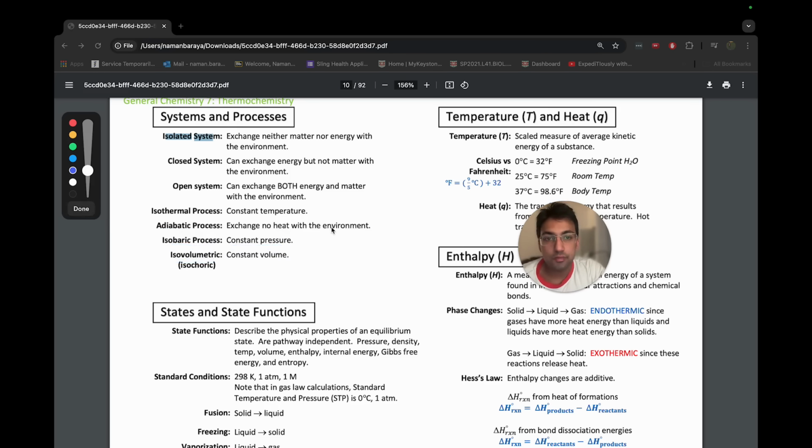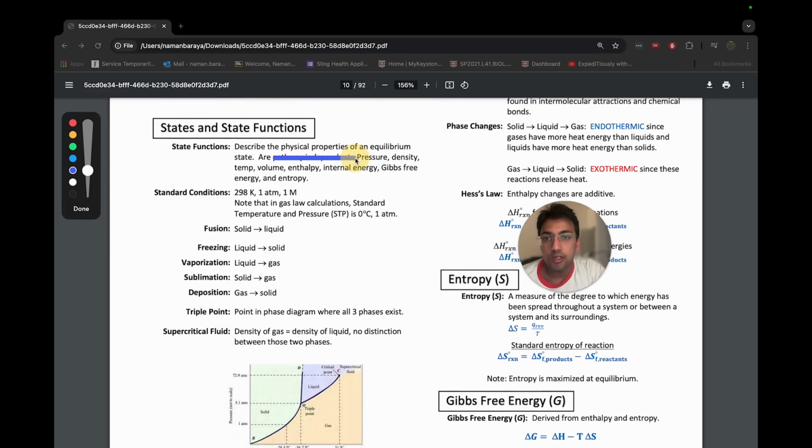Now, let's talk about state and state functions. State functions represent the equilibrium state. These are pathway independent. So this is like pressure, density, temperature, volume, enthalpy, internal energy, Gibbs free energy, entropy. These are just physical properties of our equilibrium, right? The path is not going to change anything about our equilibrium values. This Gibbs free energy of reaction is going to stay the same whether or not we have different amounts of the substrate or the product. The internal energy is not going to change, the pressure is not going to change.